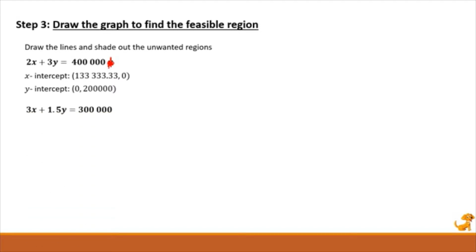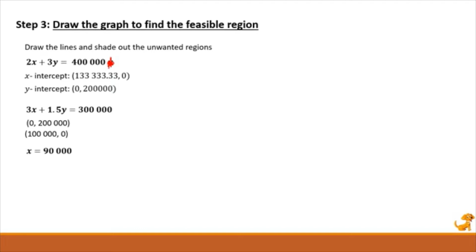Then the next line, 3x plus 1.5y is equal to 300,000. So this one I get from the meet constraint, and I do the same thing I did over there. I work out what my x and y intercepts are. There they are. And then I will use those 2 points, plot them on the line.